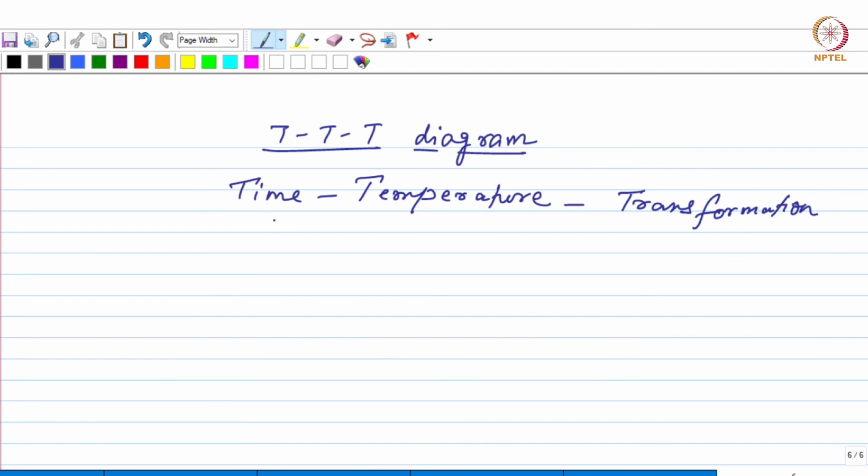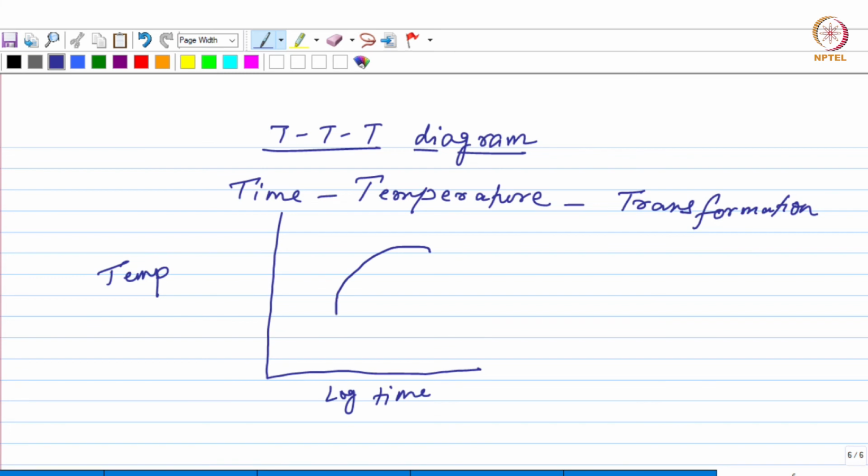So you might know it appears like a C curve when you plot temperature versus the time. It appears as a C curve like this. In fact, you have two of them. One for the start of the transformation, and the second one is for the finish of the transformation, right?